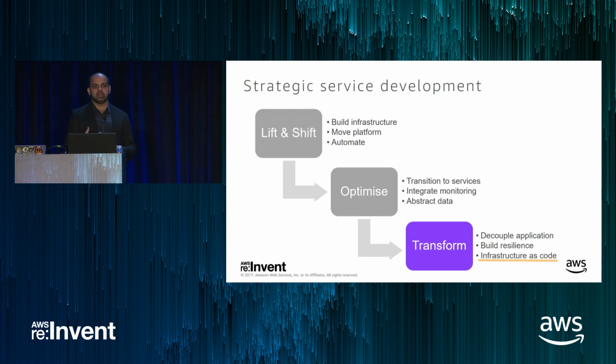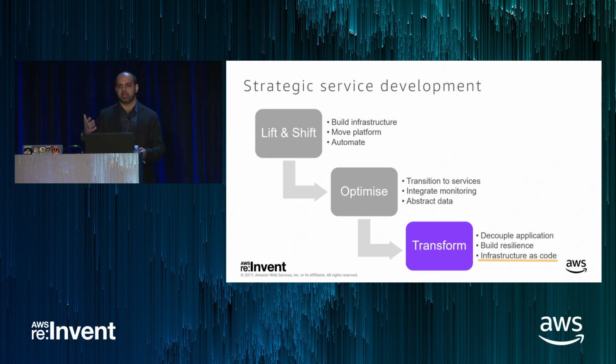So basically the way we look at it is strategic service development, right? You can start with the lift and shift, which is where you build infrastructure, move the platform, automate. Then the second step is optimization, where you take this monolithic application, transition these services, integrate monitoring to it, as well as abstraction of data. But finally, the end product of this is actual transformation.